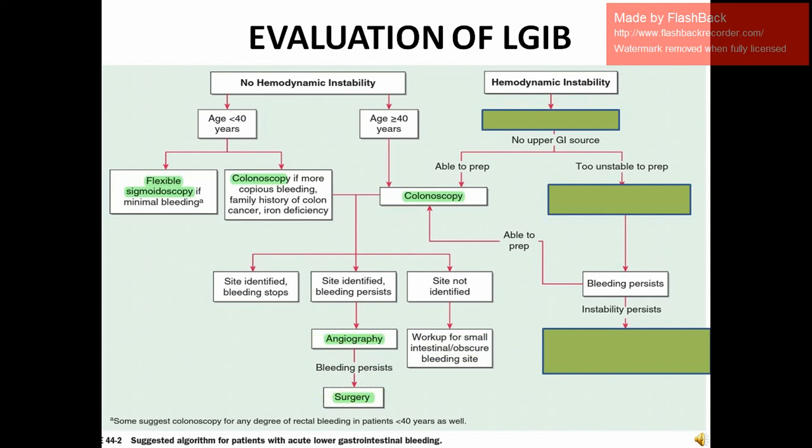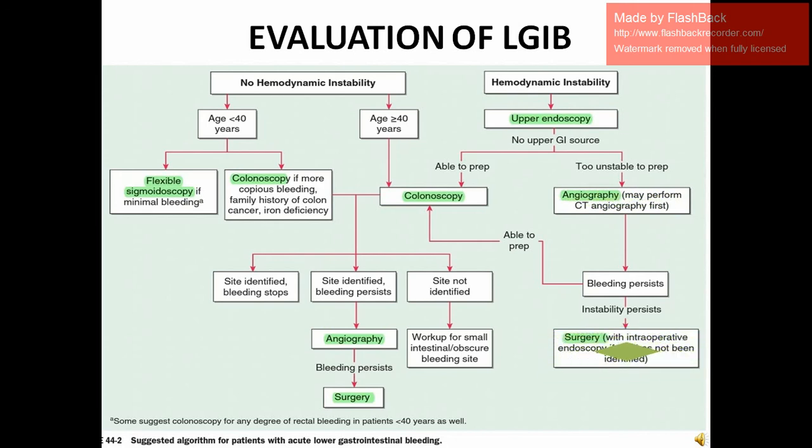If the patient is presenting hematochezia and hemodynamic instability, we have to do upper endoscopy to rule out an upper GI source before evaluating the lower gastrointestinal tract. Once you identify that there is no upper GI source and the patient is able to prep, we can do colonoscopy. But if the patient is too unstable to prep, we have to do angiography. If bleeding still persists together with instability, we have to do surgery.